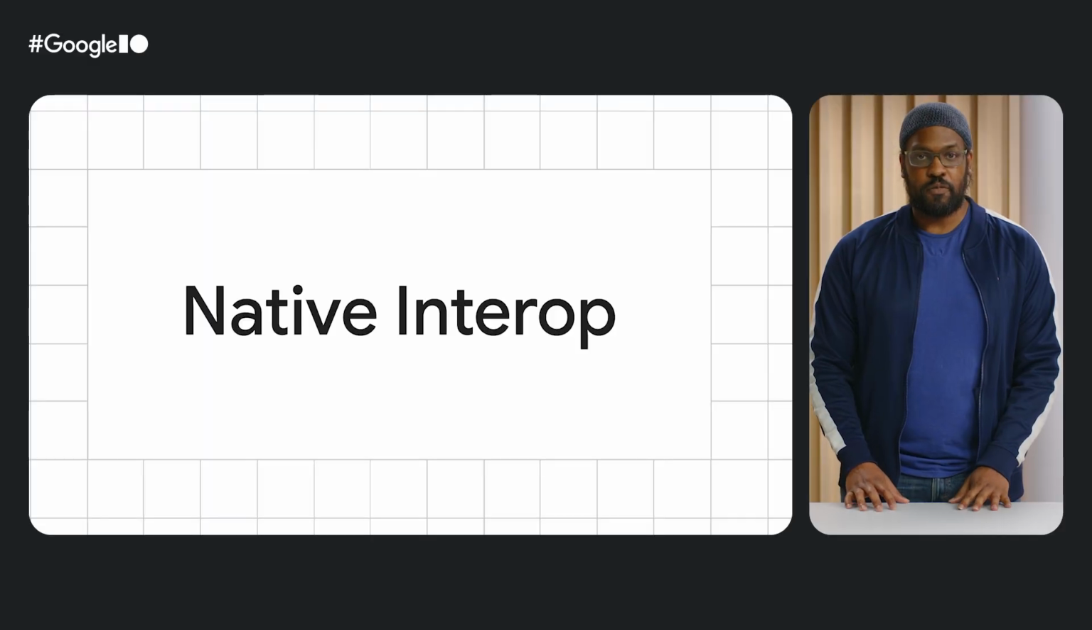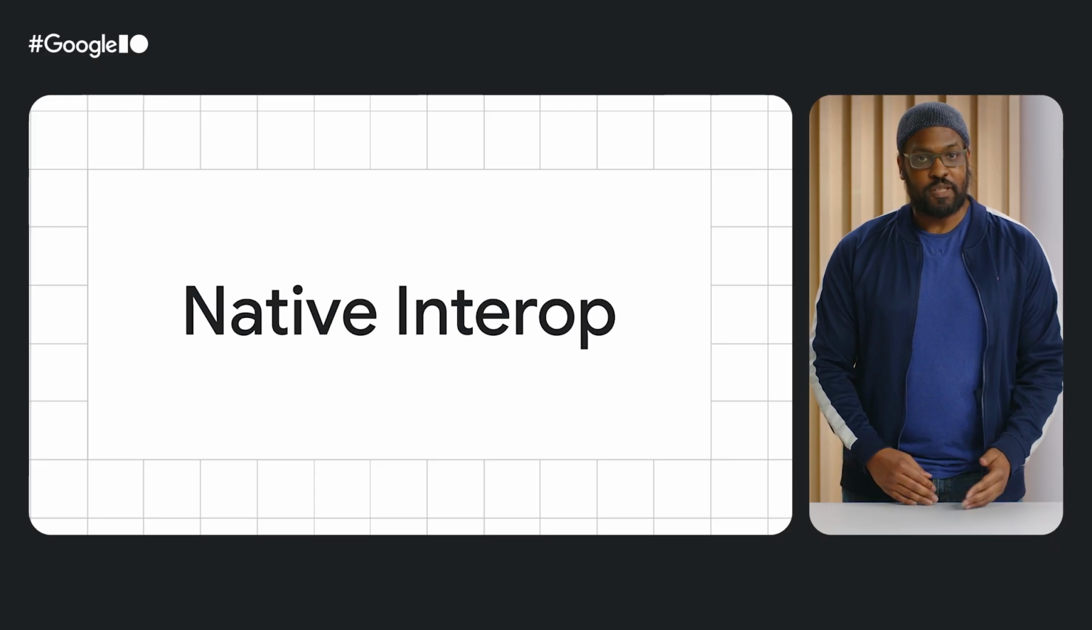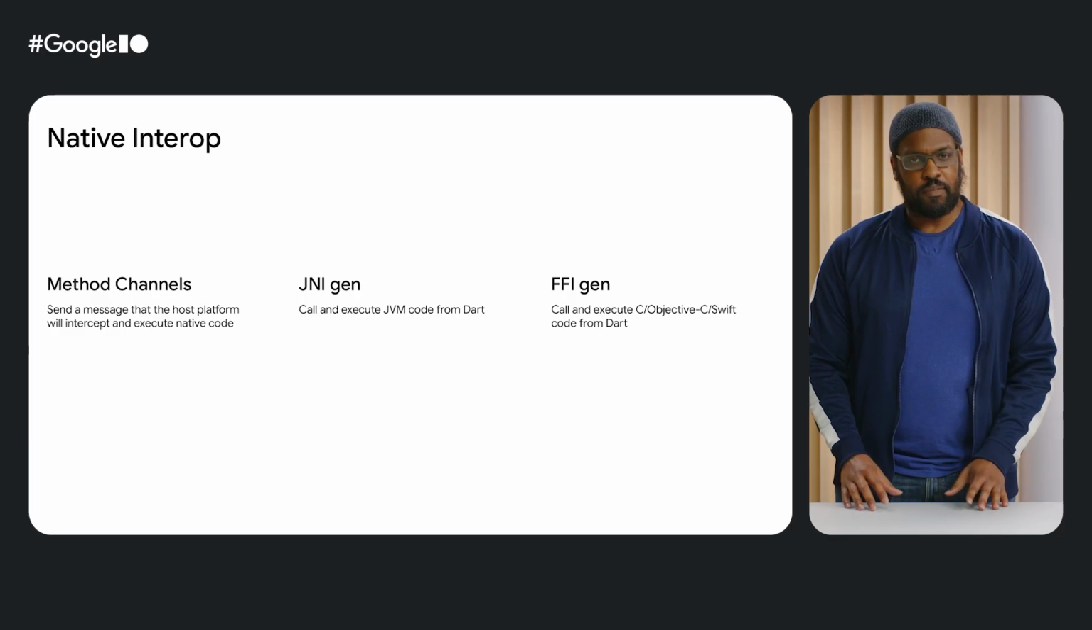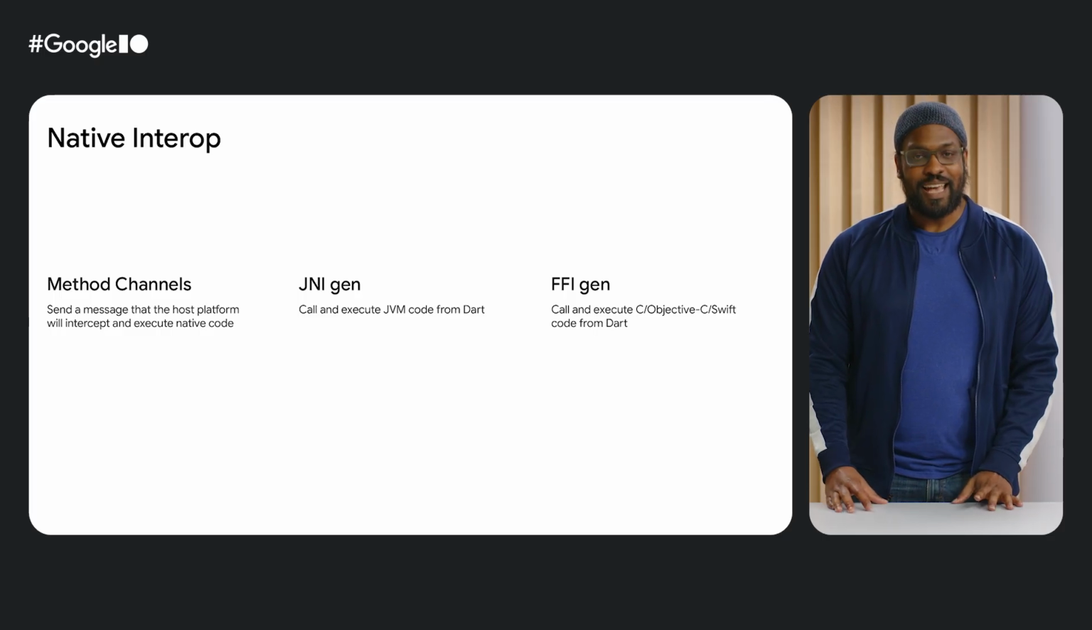So let's begin with native interop, Dart code that will interface with native libraries from our Flutter layer cake. This work is mostly in the engine layer. This is a useful tool in your toolbox, but not one that you'll likely be using often. To add access to native platform features or libraries, we have a couple different options: method channels and our platform-specific code generation options, JNIGen and FFIGen. Let's talk about them briefly.